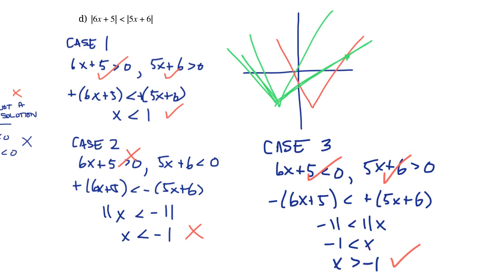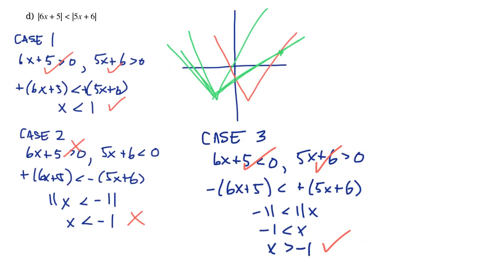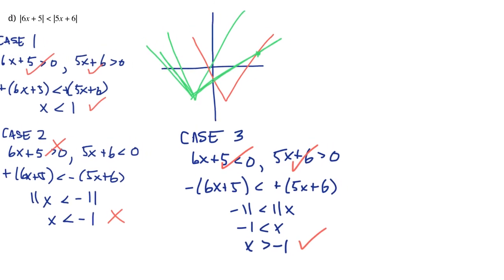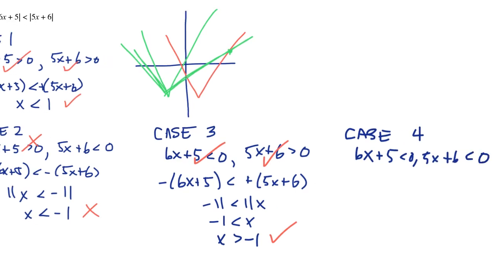And let's check our last case. That's where both are negative. I know you might be running out of space here, and I apologize for that, but try to squeeze it in. So case 4 is where they're both negative. So 6x plus 5 is less than 0, and 5x plus 6 is less than 0, in which case both are negative. Negative 6x plus 5 is less than negative 5x plus 6.